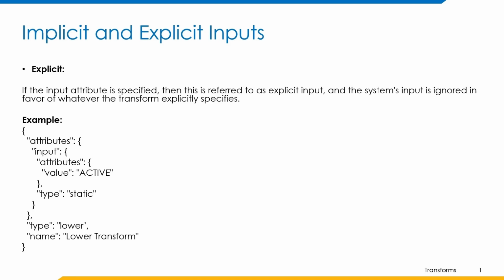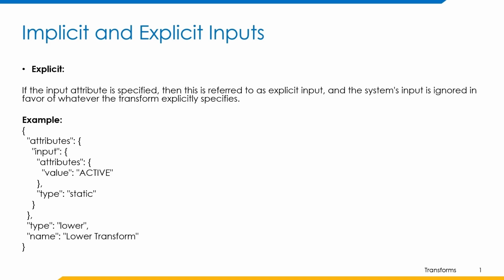Let's understand explicit input. If we are providing input to the transform explicitly using the input attribute, then it is called explicit input. The system's input is ignored in favor of whatever the transform explicitly specifies, which means if the input attribute is provided, then the system ignores the implicit input.